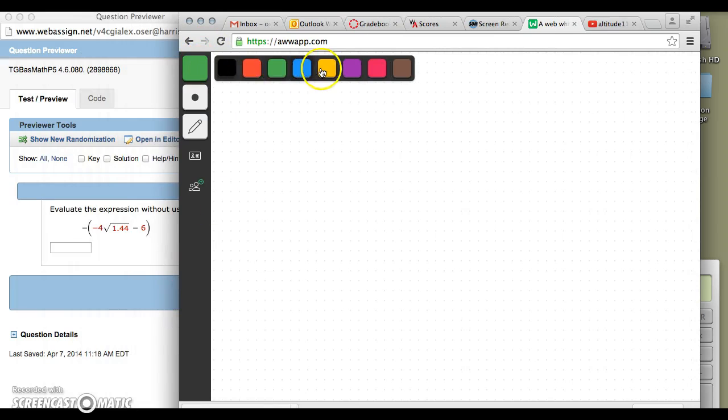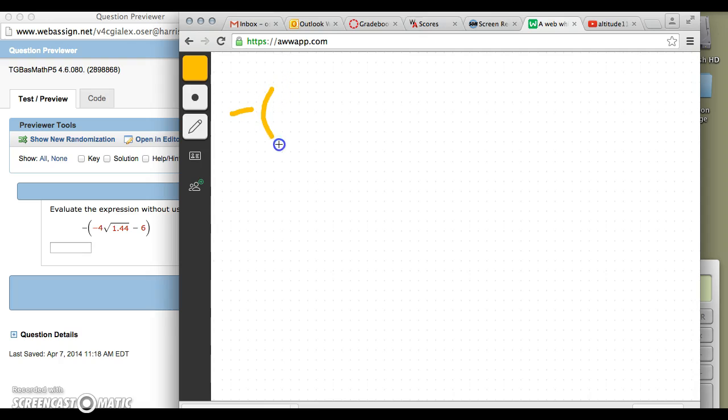And we'll change the color so we don't get too bored here. So we have negative 4 times the square root of 1.44 minus 6, and end our parentheses.